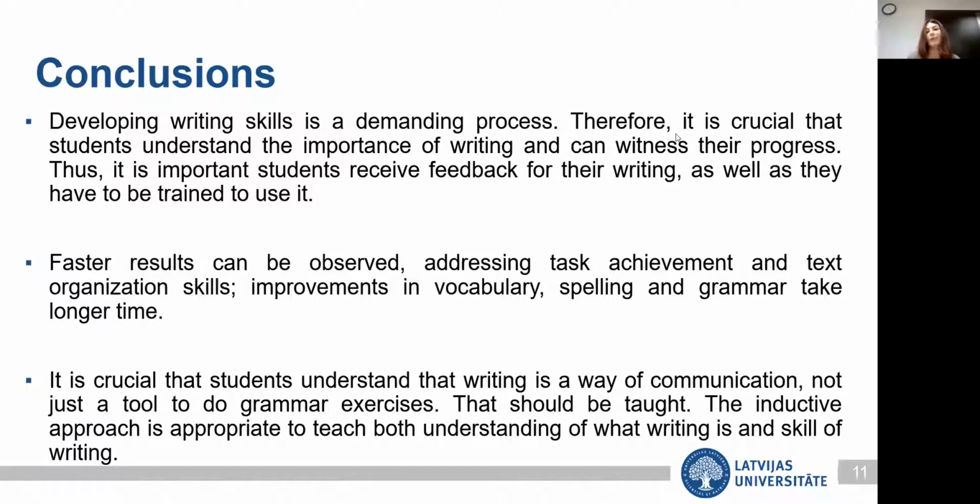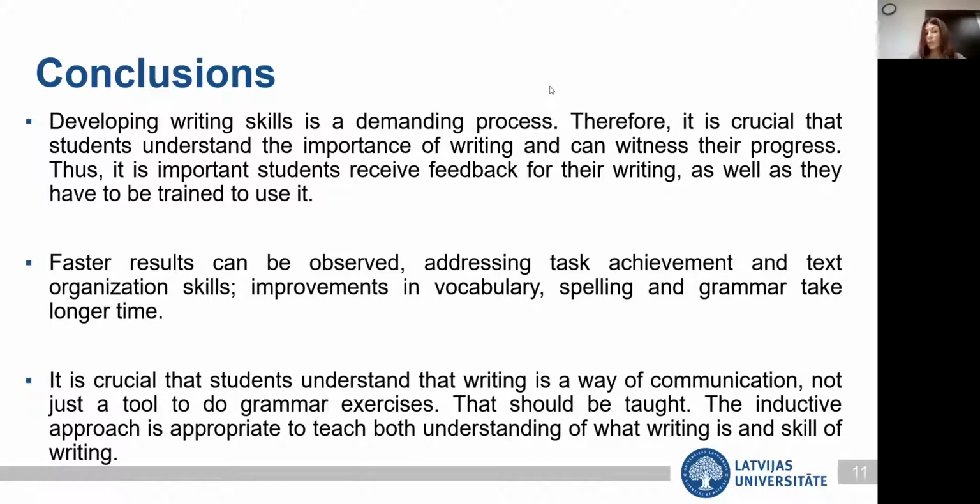And we also know that it is very important that students receive feedback, and mostly I think they also receive feedback for their written works. However, we have to teach them how to use this feedback and to refer to this feedback when they write their next assignment. And faster results can be observed addressing task achievement and text organization skills. Improvements in vocabulary, spelling, and grammar take longer, of course.